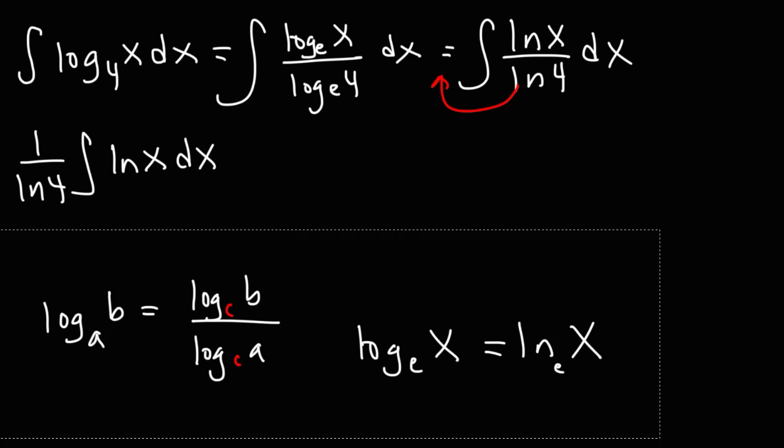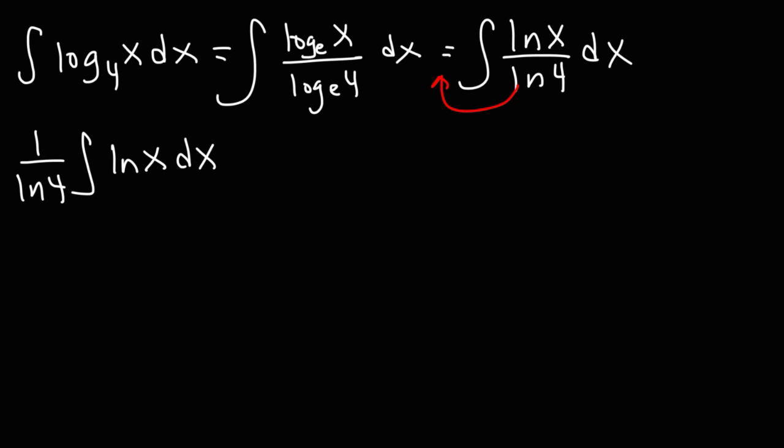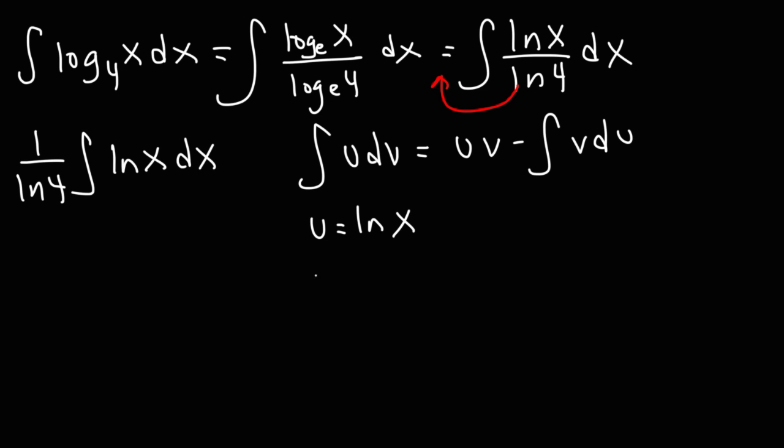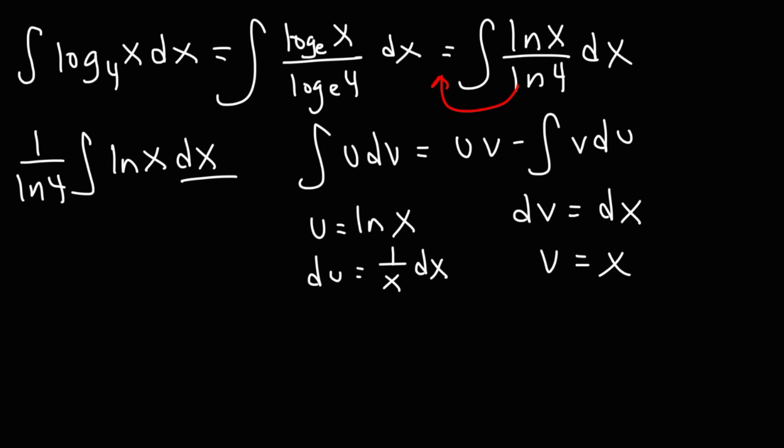To find the indefinite integral of the natural log of x, you need to use integration by parts. So we're going to use the formula: the integral of u dv is equal to u times v minus the integral of v du. So we're going to make u equal to the natural log of x. du is going to be the derivative of ln x, which is 1 over x times dx. dv, we're going to make it equal to dx. And so v is equal to x.